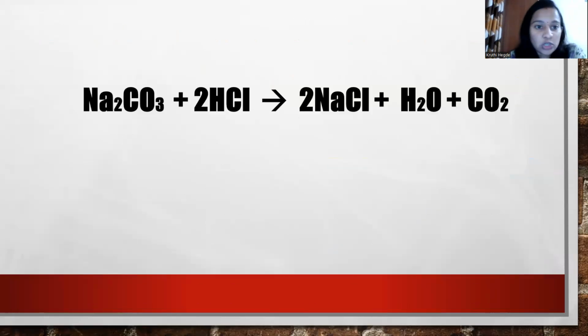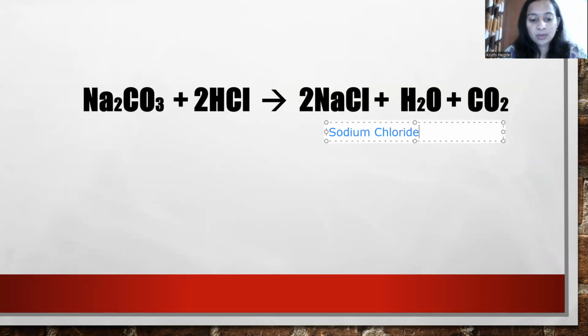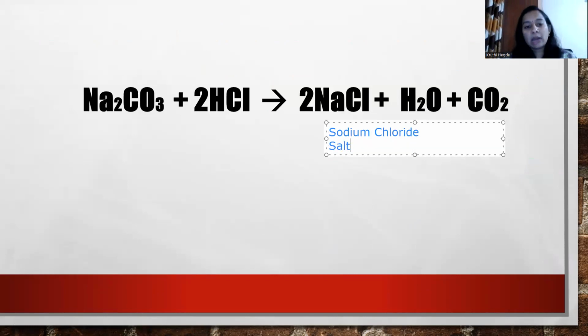Before that, the equation: Na2CO3 plus HCl produce NaCl plus H2O plus CO2. This NaCl is nothing but salt, that is sodium chloride, which is salt. Okay, and water and carbon dioxide gas are produced. Here Na2CO3 is sodium carbonate.